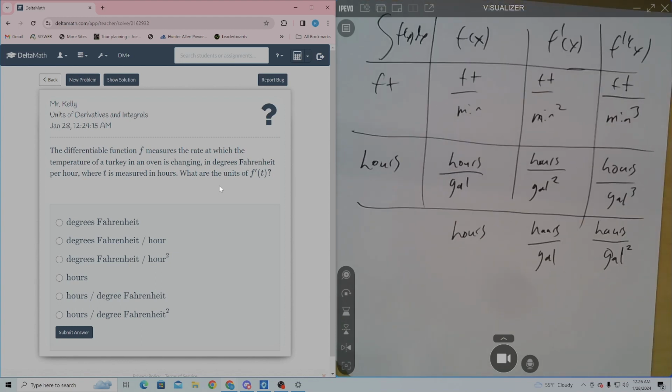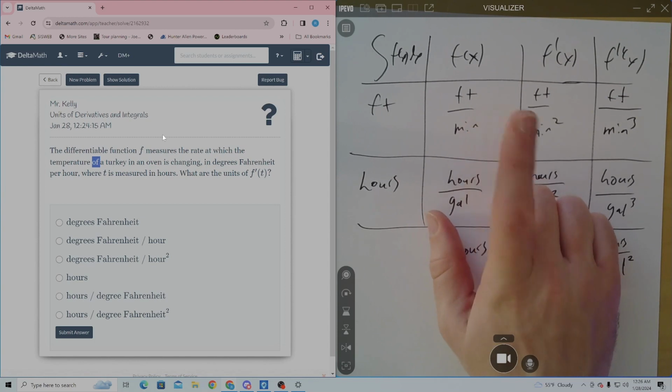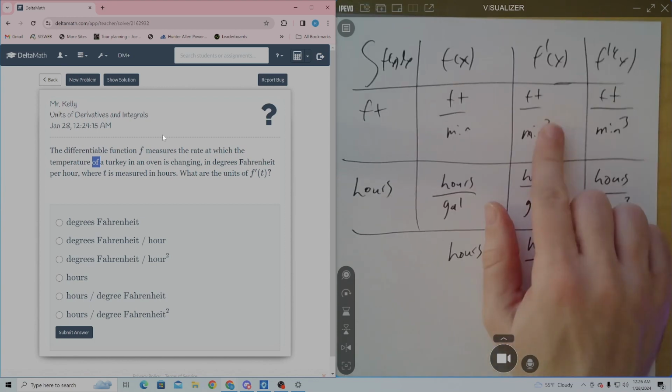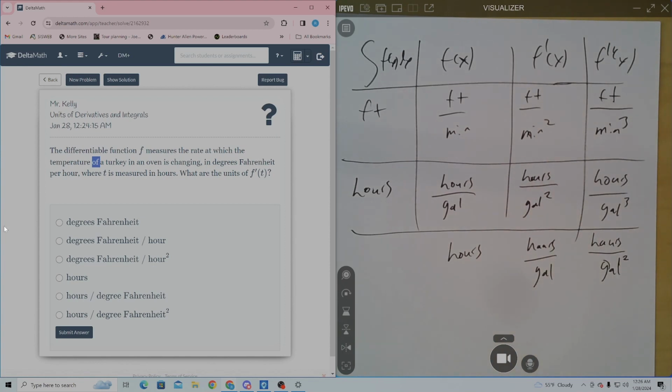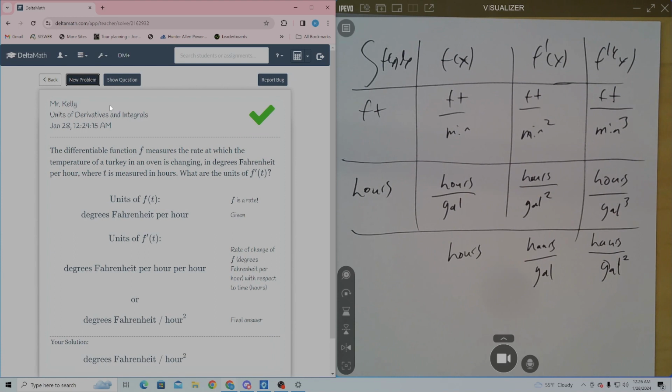So let's speed through some problems here. The differentiable function f measures the rate at which the temperature is changing. Okay, so basically here it's saying it's Fahrenheit per hour, so my derivative would be Fahrenheit per hour squared. Done. All right.